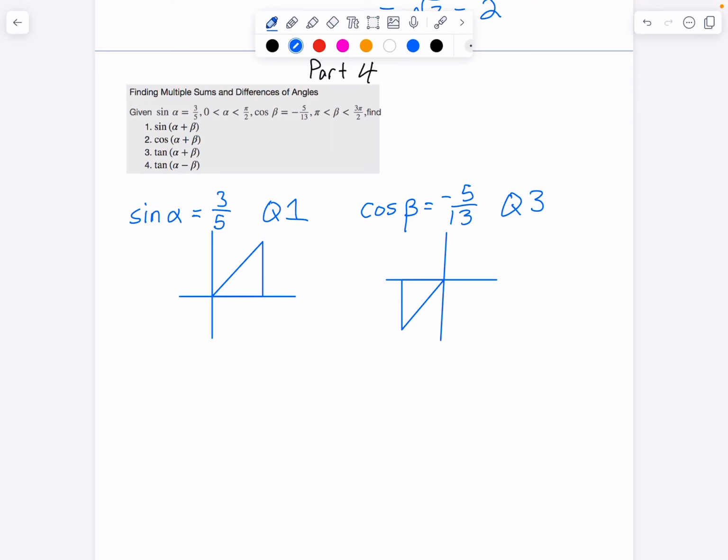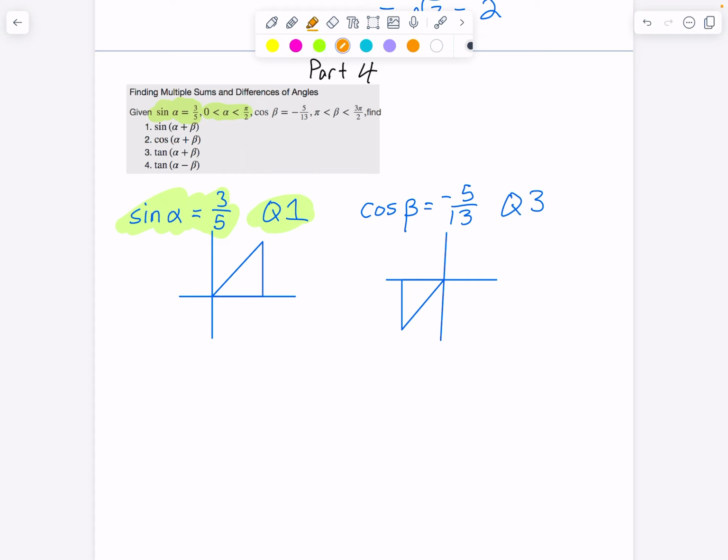In this video, we'll continue our discussion of the sum and difference formulas. We're going to do another example. So given sine alpha is 3/5, so I wrote it down again here. And then they said the angle alpha is between 0 and pi over 2, so I went ahead and wrote Q1. That's in quadrant 1, and I went ahead and drew my triangle because I'm going to need it.